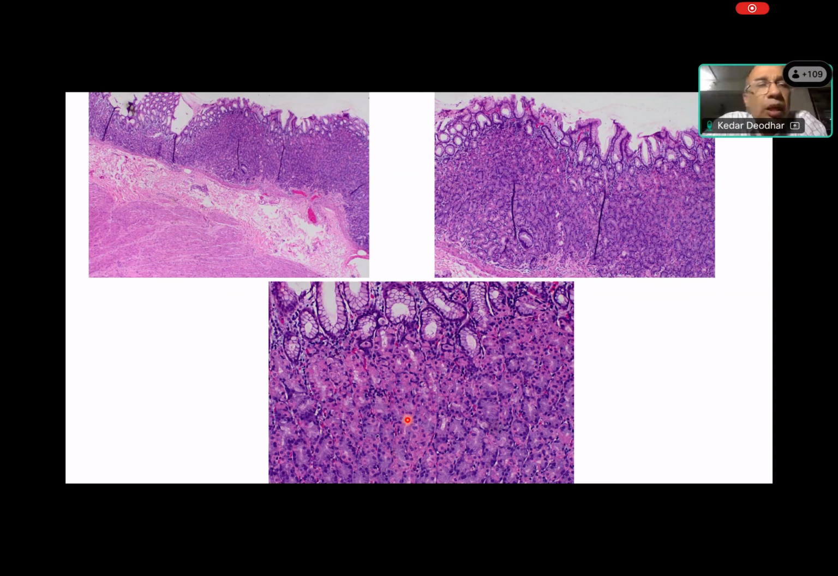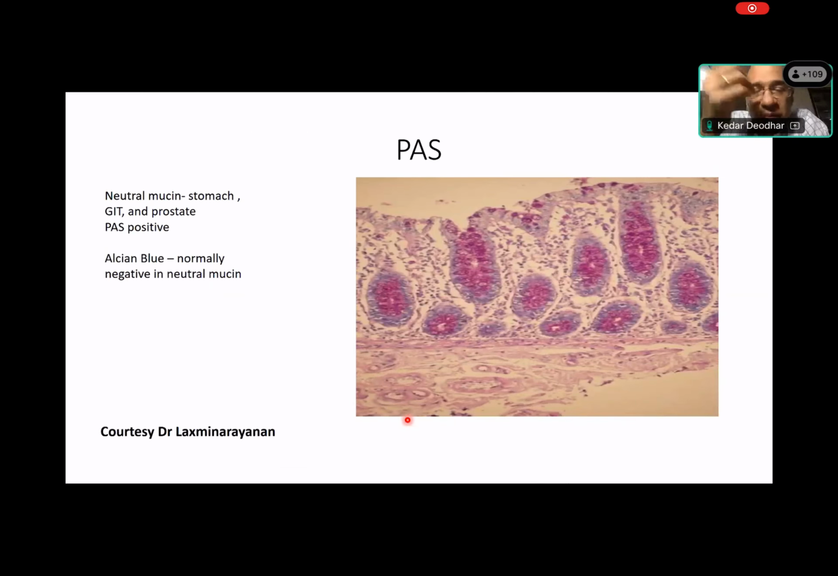To be honest, we don't look too much into mucin histochemistry these days because many of us use immunohistochemistry. But mucin histochemistry is actually fascinating, and some of the experts do use it to diagnose intestinal metaplasia. Normal gastric mucin is actually neutral mucin, which is seen in the stomach, many other parts of the GIT, and also in the prostate, and it is PAS positive, periodic acid Schiff positive. Alcian blue normally stains the acidic type of mucin. Since normal gastric mucin is neutral, Alcian blue is normally negative in the gastric mucosa.